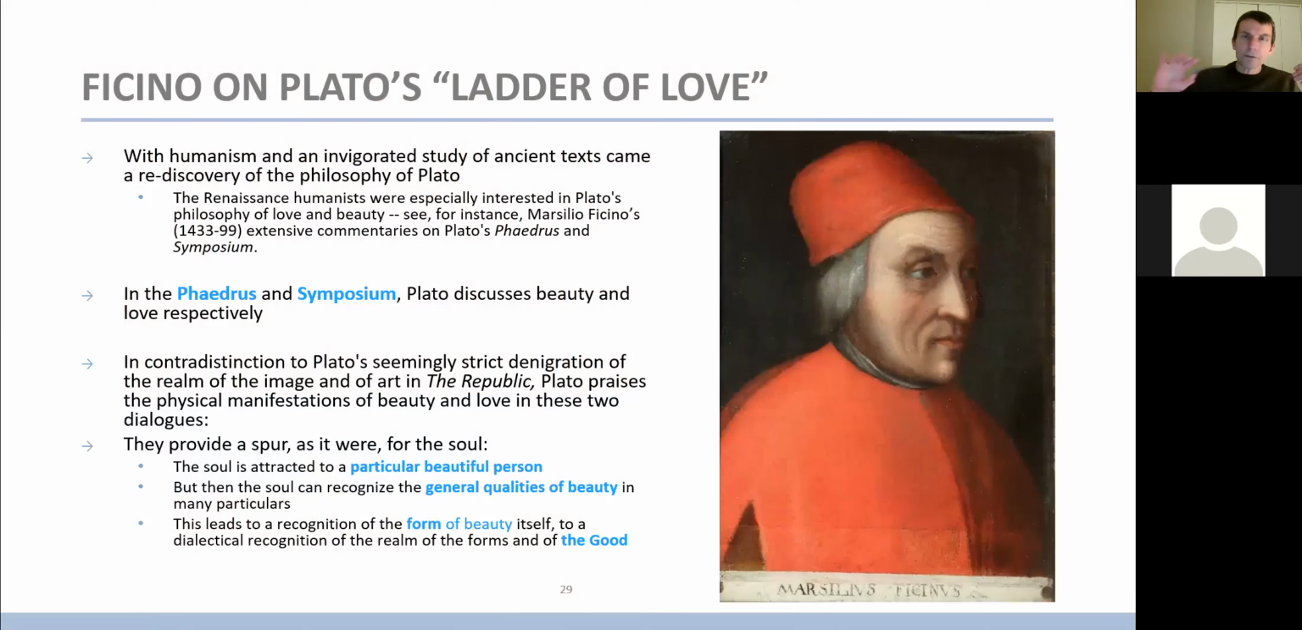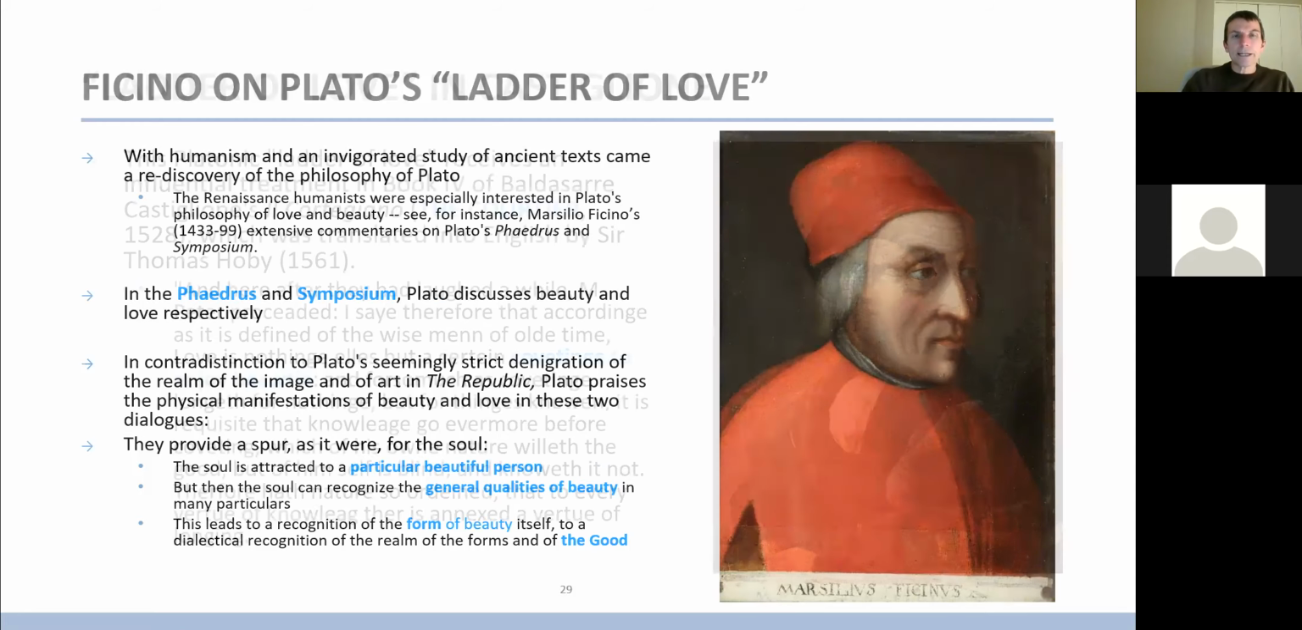So the other thread, besides courtly love, is Neoplatonism. I'm going to go over this part really quickly. In Plato's philosophy, namely in the Phaedrus and the Symposium, there are discussions of the nature of beauty and love and their importance for the soul. Normally Plato had denigrated everything of this world in the Republic as being merely a copy, in time, and a distraction from the truths of the forms. Here though, he gives a certain power to love, what we could call the ladder of love, and to beauty as spurring the soul upwards to the forms, okay?